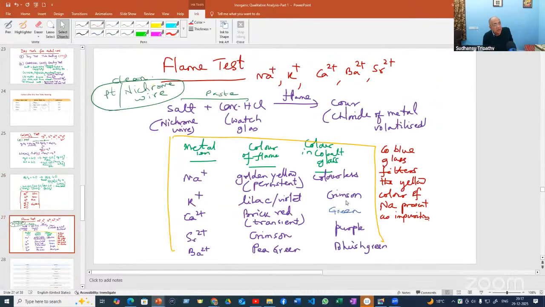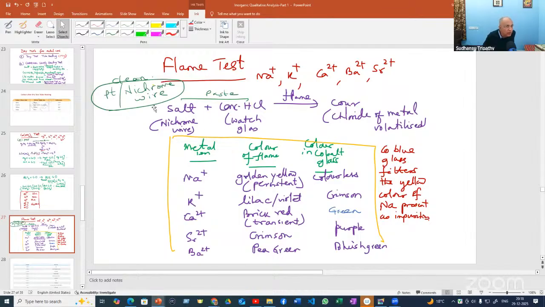So I've given a table. Then coming to the flame test. In the flame test, you have to test the alkali metals sodium, potassium, lithium. Rubidium is not given. Lithium does produce a red flame, but lithium salts are not given, and rubidium and cesium salts are not given. So among alkali metals, sodium and potassium, and all three alkaline earth metals, not magnesium. Magnesium is tested in the cobalt nitrate test. So calcium, strontium, barium, sodium, and potassium are tested in the flame test.